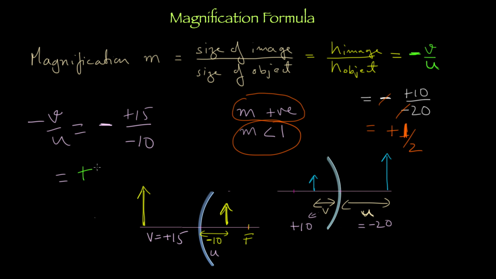good positive 1.5, which is complying with my convention. It is greater than 1 means it is enlarged. Yes, it is enlarged. Enlarged means greater than 1. Yes, it is. It is in the same sense. Both are erect. Okay. Hence it is positive. So it is working for all cases.